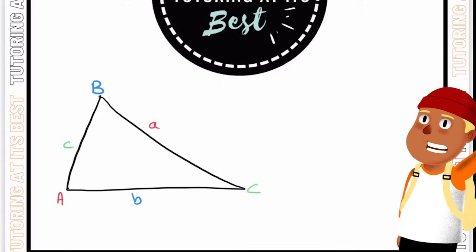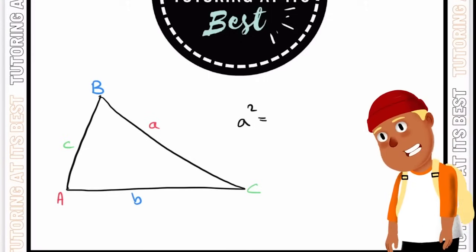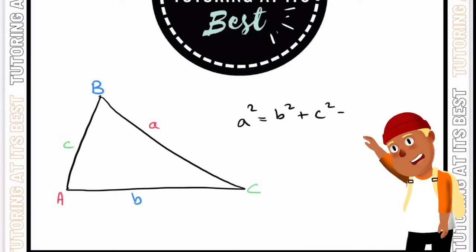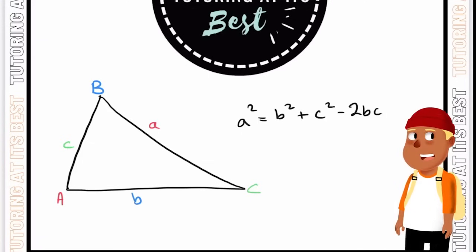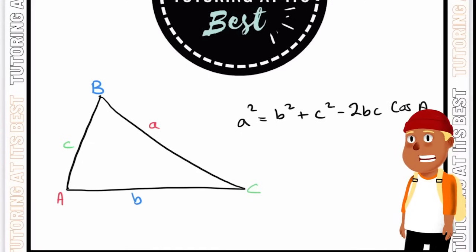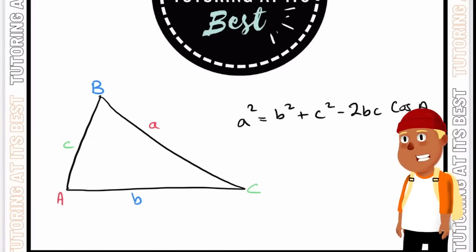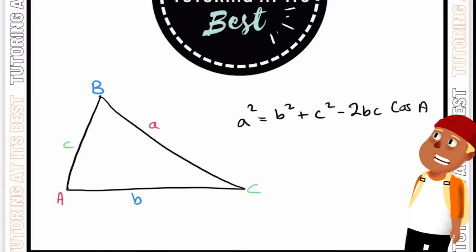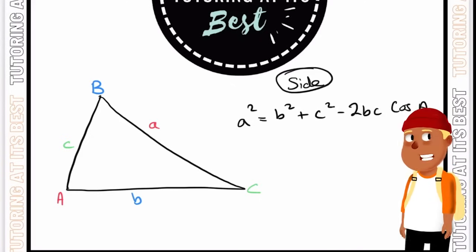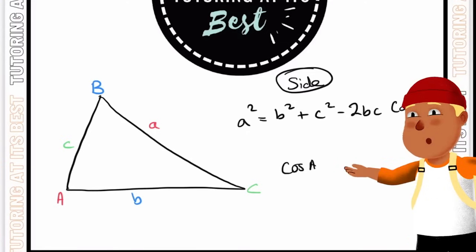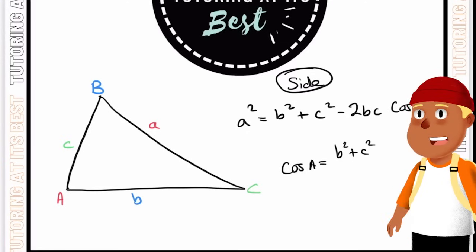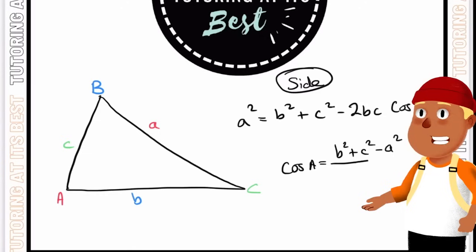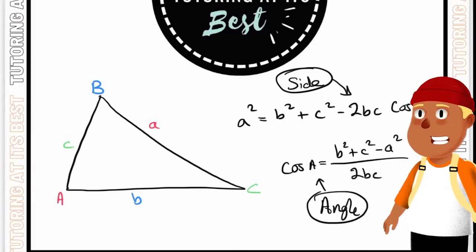This is the cosine rule, where we have a squared equals b squared plus c squared minus 2bc cos A. Remember, this particular rule is used to find a missing side. However, it can also be rearranged to find a missing angle, where you would then have cos A equals b squared plus c squared minus a squared over 2bc. That one is for an angle. I hope that was clear.